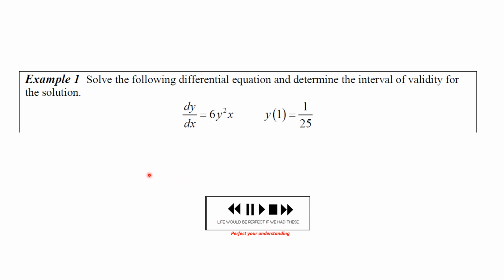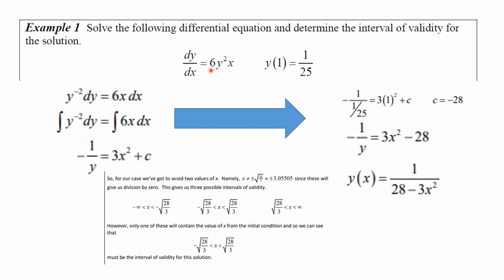So here's a problem for you to solve. Let's see how you will do. Note that although you might say I could have a lost solution when y is equal to 0, y equals 0 would not satisfy the initial condition, so that is not a solution here. But let's separate the variables this way and integrate both sides. We get this. We now use the initial condition, when x is 1, y is 1/25, to figure out that the constant has to be minus 28, and then we can solve for y here, and we get y of x is equal to this.